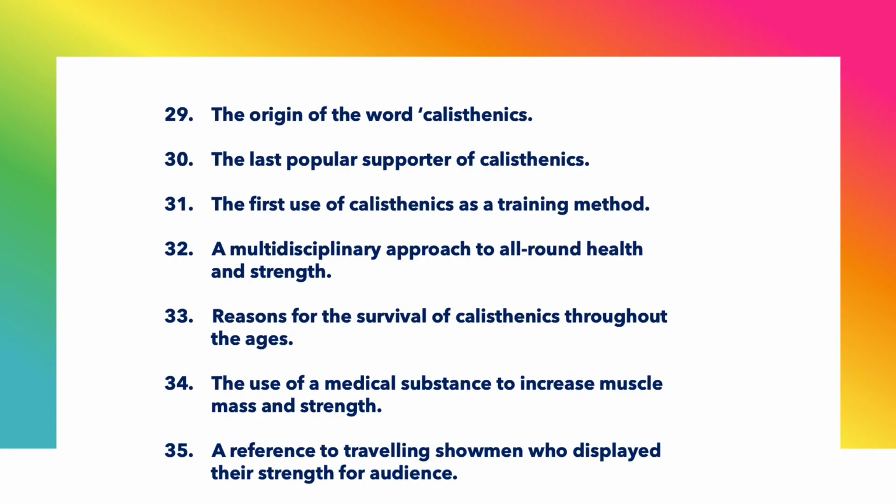These are the first set of questions, questions 29 to 35. Let's read them. The origin of the word calisthenics, the last popular supporter of calisthenics, the first use of calisthenics as a training method, a multidisciplinary approach to all round health and strength, reasons for the survival of calisthenics throughout the ages, the use of a medical substance to increase muscle mass and strength, a reference to traveling showmen who displayed their strength for an audience.